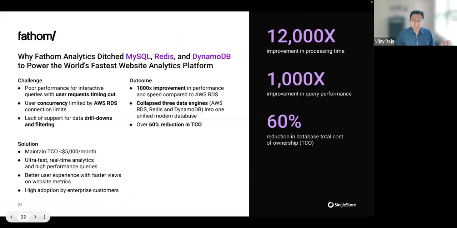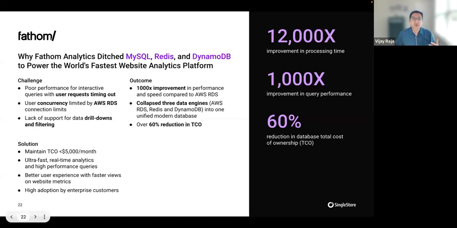But basically, Fathom was using MySQL. They were using the AWS version of MySQL, but what they ran into was poor user experience and poor performance for interactive or analytical queries, with requests getting timed out. MySQL would take maybe 7 minutes to process a simple group-by or sum query, and in a lot of cases it would just time out. So that was the first issue: the user experience, or the query performance.